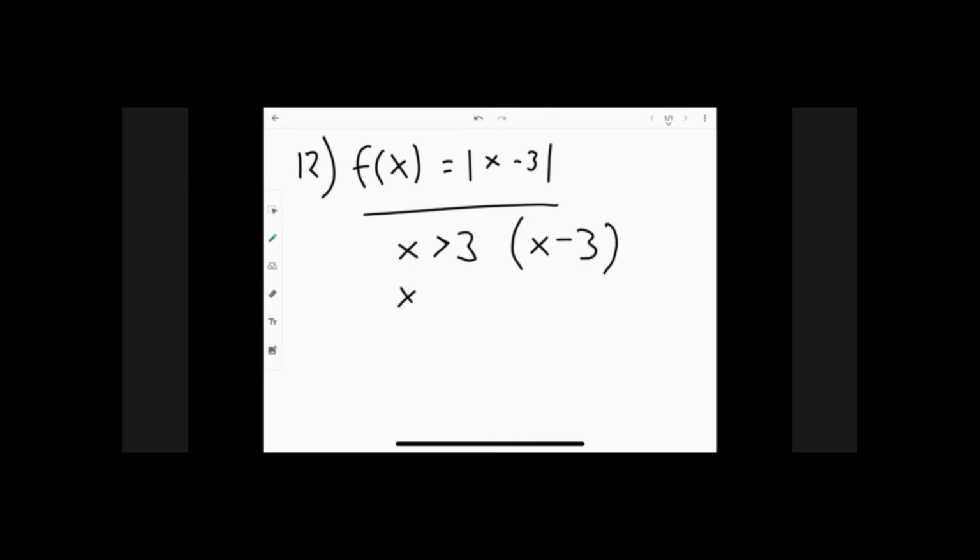Question 12 also asks us to find out which of the following is true. But in question 12, we have a piecewise function. f of x equals the absolute value of x minus 3. That means that when x is greater than 3, it's equal to x minus 3. And when x is less than 3, it's equal to the opposite of that, or minus x plus 3. And when x is equal to 3, we can put it in either one.